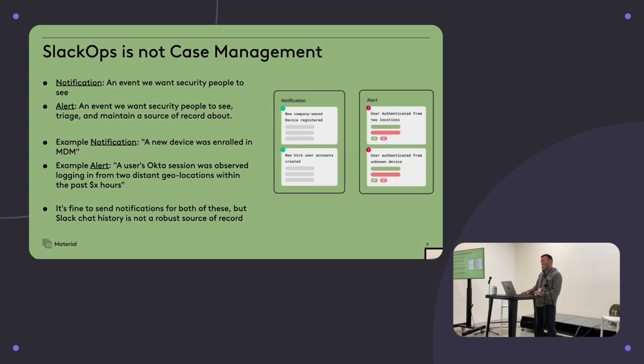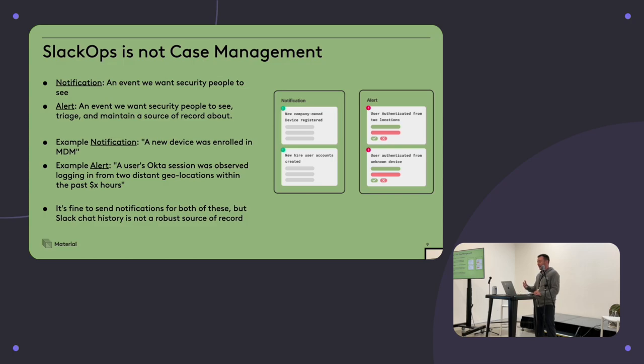I think Brex touched on this and was maybe a little bit more direct, but I will take a firm stance that Slack ops is not case management. I think it's totally fine to send notifications to Slack, and if somebody sees it, that's awesome. Something that's not actionable, like a new company-owned device was registered, or a new hire user account was created. Maybe I don't have to do anything about that. Maybe I just want to know when it happens.